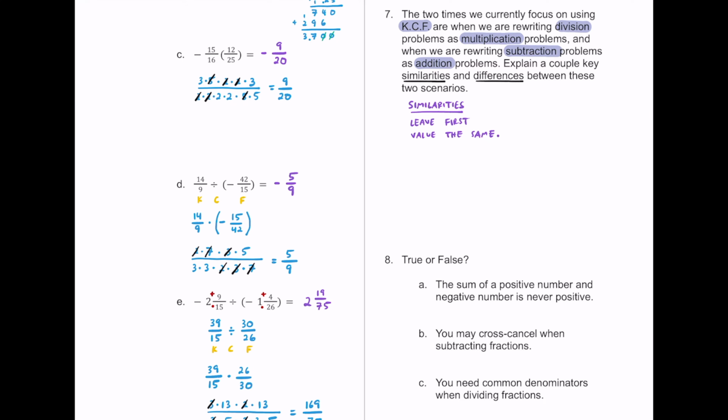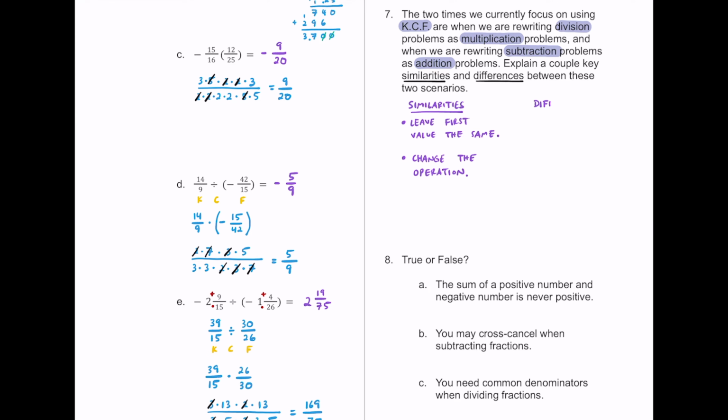Another similarity we can say is that we are going to make sure we are changing the operation, right? Whenever we rewrite these problems, we are always changing subtraction to addition or division to multiplication. And again, we can change multiplication to division and addition to subtraction, but a key similarity here is that we have to change the operation each time we do this. So both of these, changing division to multiplication and changing subtraction to addition, always leave the first value the same and then change the operation.